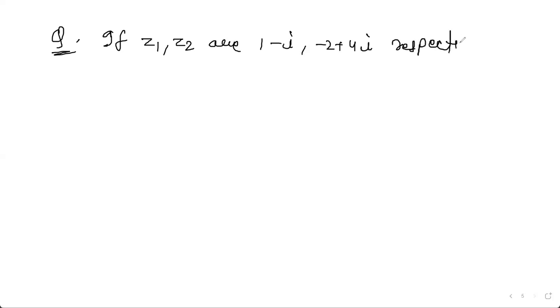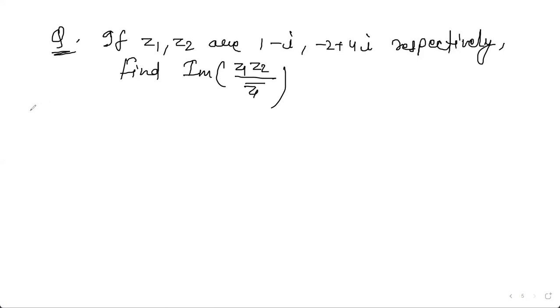We have a question: if z1 and z2 are 1 minus i and minus 2 plus 4i respectively, find the imaginary part of z1 z2 by z1 bar.